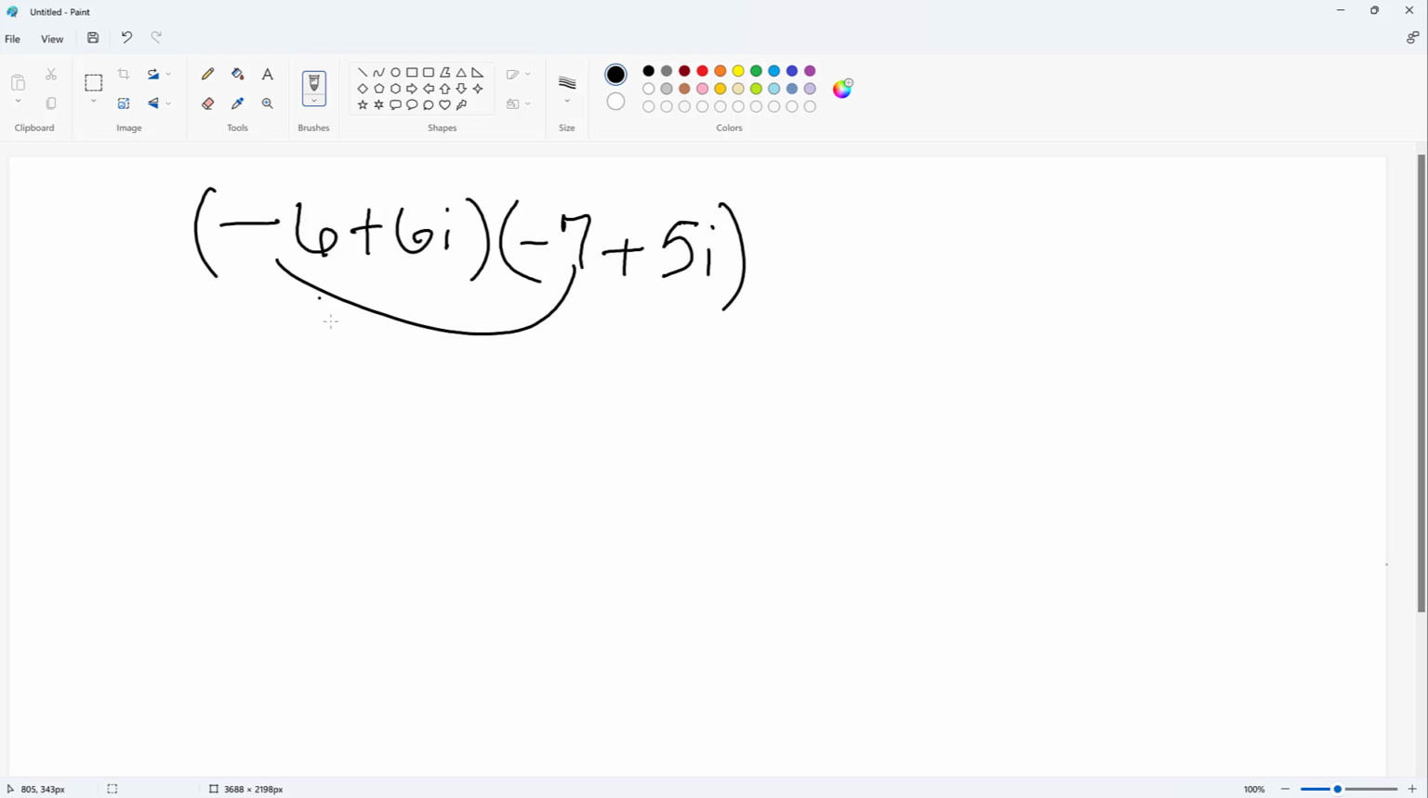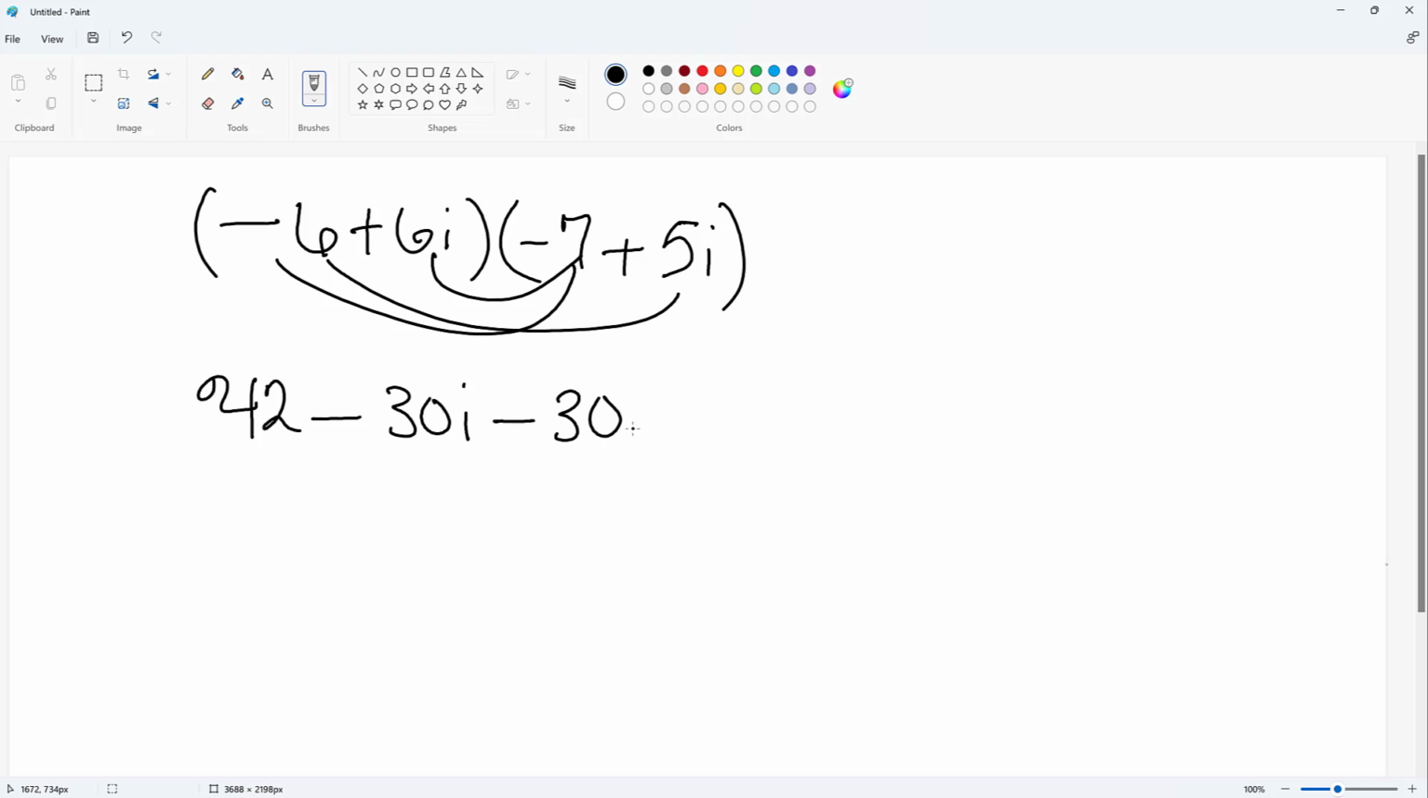So we have -6 times -7, which will give us positive 42. We have -6 times 5i, which will give us minus 30i. We have positive 6 times -7i, that will give us negative 42i. Okay, then we have, so I said -6 times -7, huh? Tripping. -6 times -7 is going to give us 42i.